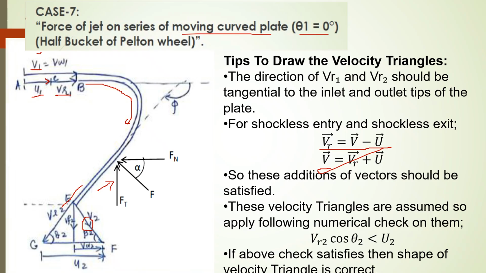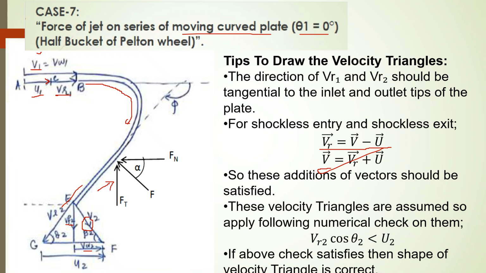So we have this V2 velocity that can be divided into its two components. One will be Vf2 and the second will be Vw2. Vf2 will be defined as the flow velocity, and Vw2 will be defined as the whirl velocity. But first we need to justify the velocity triangle. So we have Vr2 equal to V2 minus U2.